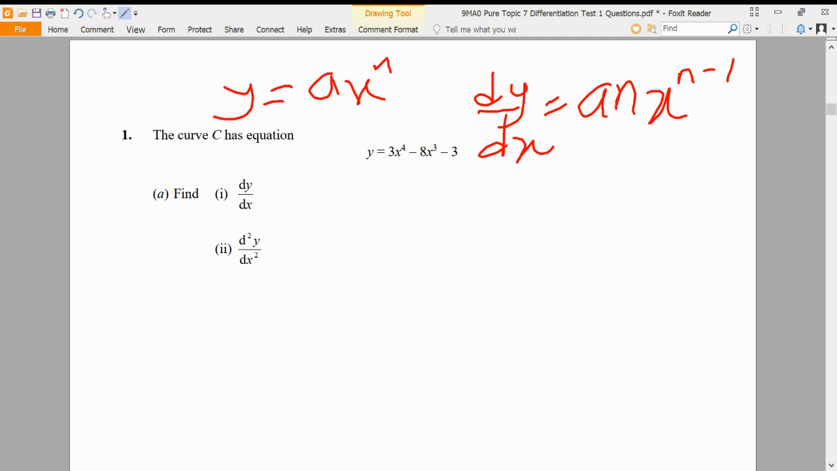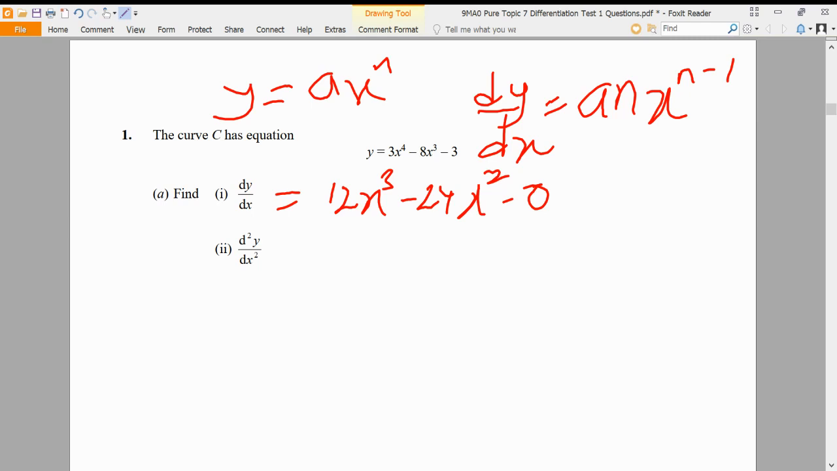It means the dy/dx for the first one will be 3 times 4, that is what? 12x. You subtract 1 from the 4, that is 3, minus 3 times 8, that is what? 24. x raised to power 3 minus 1 is 2, and minus 0. When you differentiate a constant, you will always get 0. Do not forget that. That's one interesting thing about calculus.